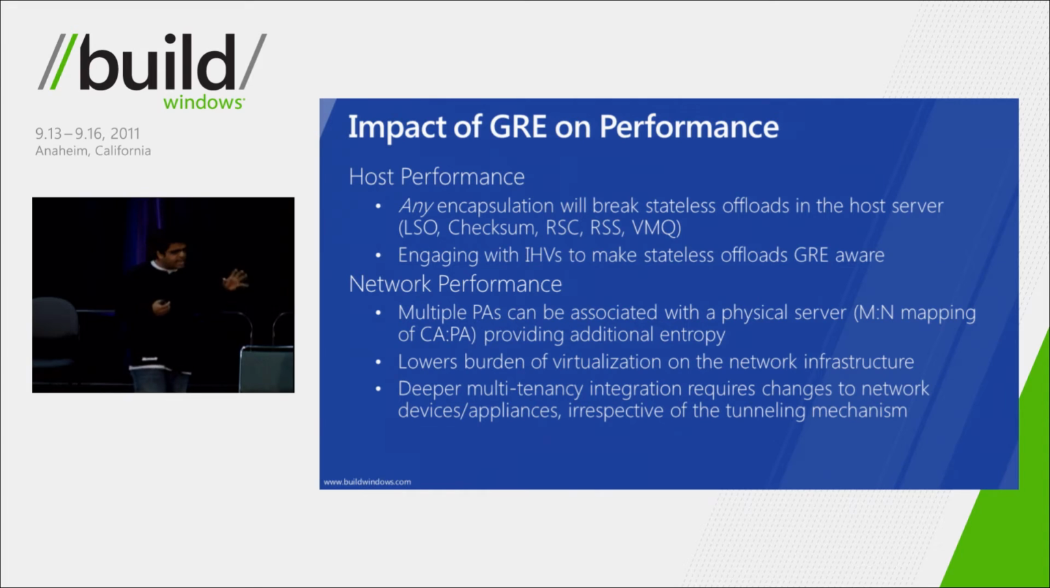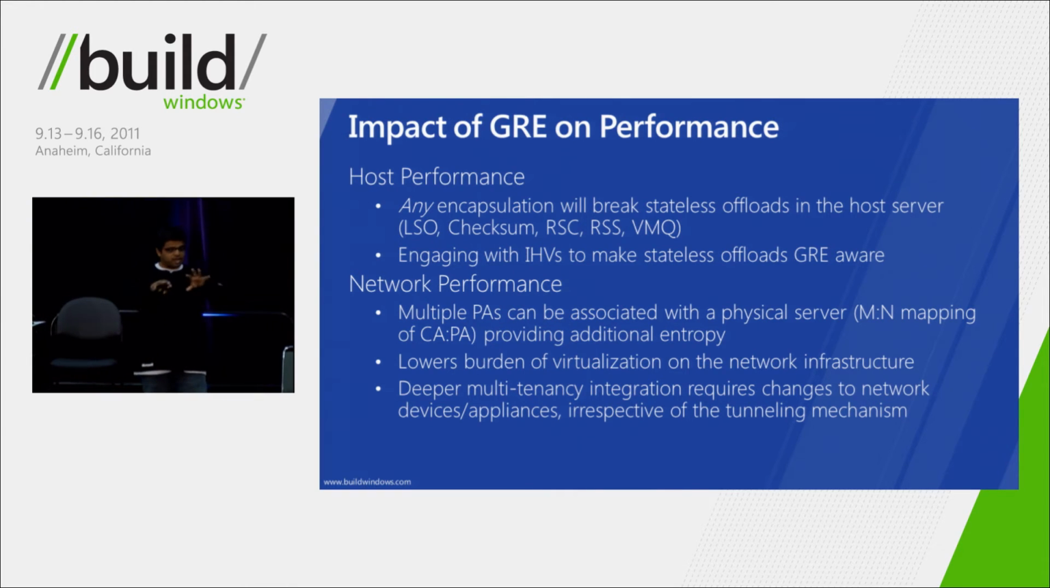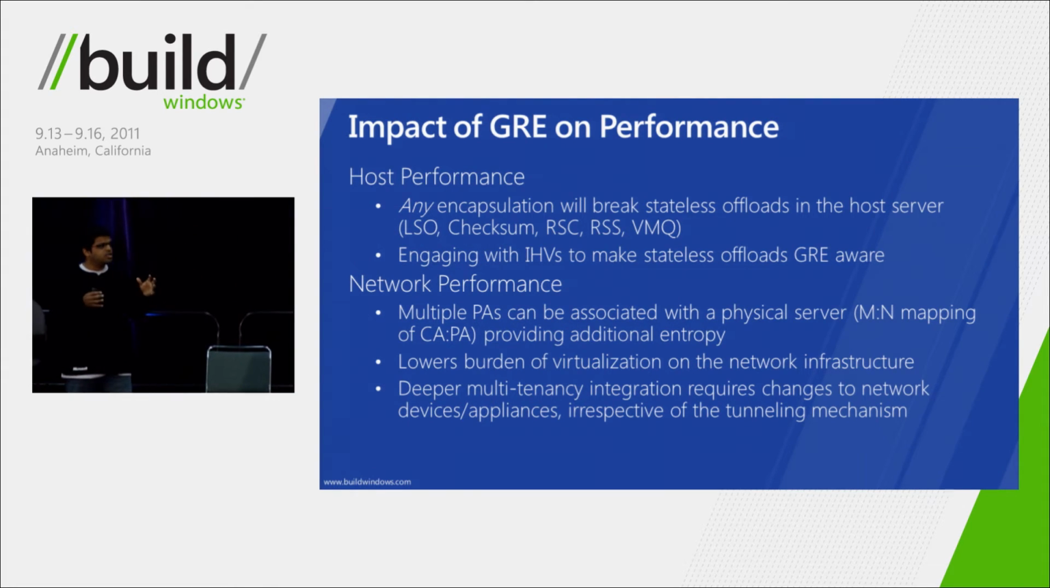And the second aspect is performance in the network. Now, as I said, multiple PAs can be mapped to multiple CAs, so it gives you an M-to-N mapping. This M-to-N mapping is actually very useful because it lets you have enough entropy in the packet if you want to do things like equal cost multipathing in the network. Now, ECMP, or equal cost multipathing, is basically a concept that's used in the switches to distribute load so that no one link is congested. The way they do this is by computing a hash, which is unique to a flow, and using the hash, they decide what is the upstream link to take.